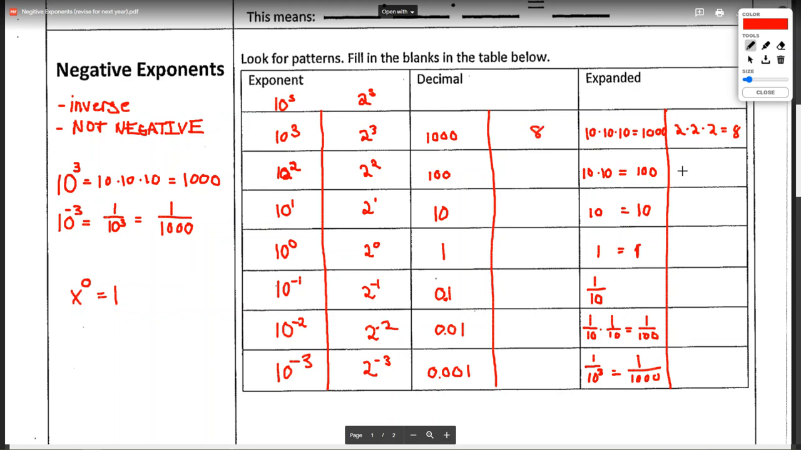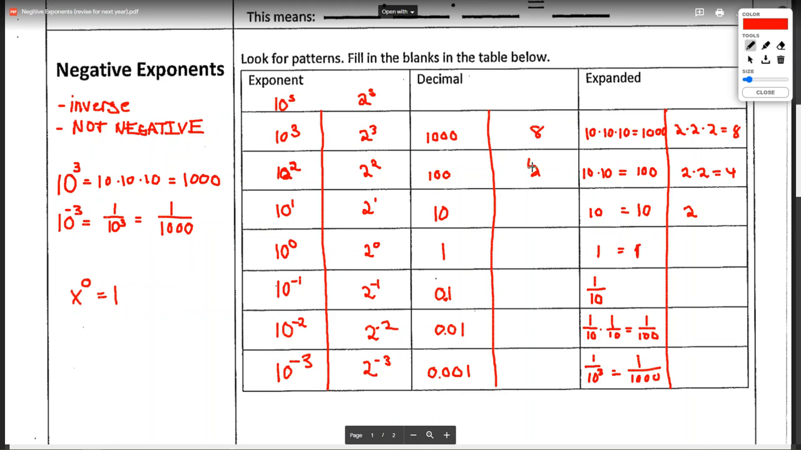All right? 2 to the second, 2 times 2 is 4. And just like before, where to get from one line to the next, we were dividing as we reduced the number of exponents, here we're dividing. But we're not dividing by 10, we're dividing by 2, because that's the base we're working with. Okay? 2 to the first power, again, is just one group of 2, divided by 2.